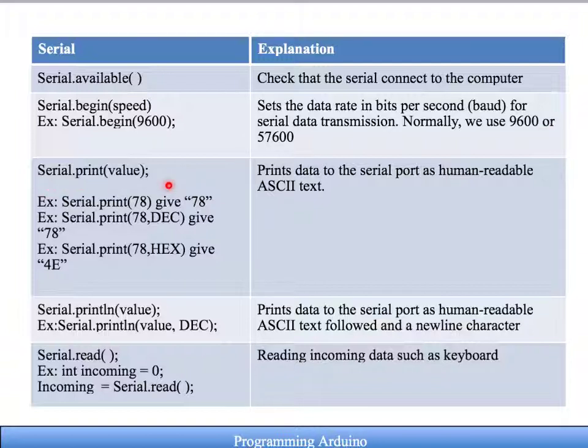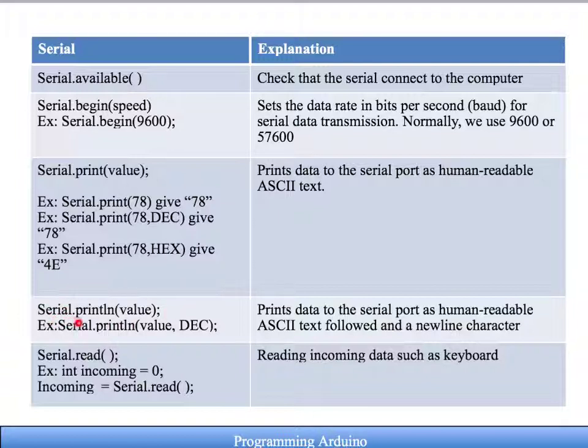Serial.print value. Actually, this means that you want to print the value, like Serial.print 78. This could send the value outside the computer as well. If you use Serial.print DEC, it prints 78 as a decimal, and if you use Serial.print 78 HEX, it gives the value 4E as hexadecimal, as an ASCII code.